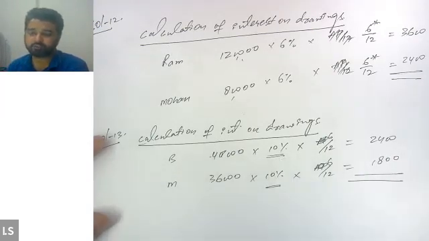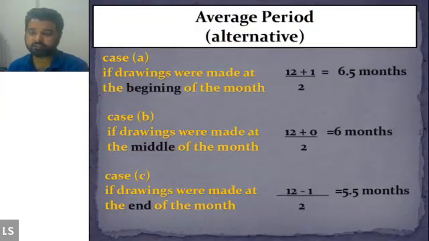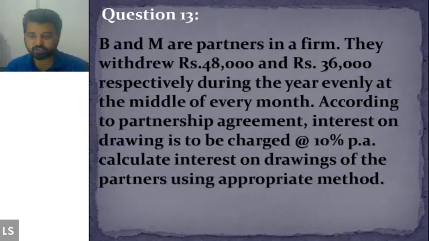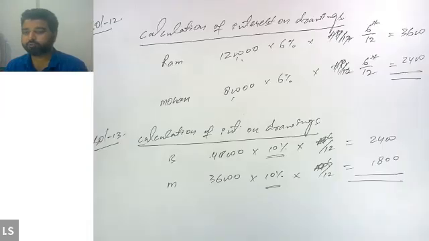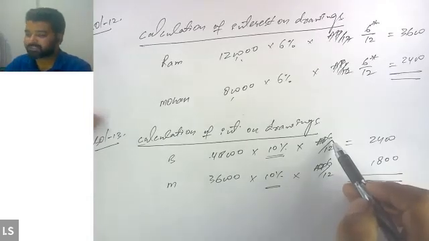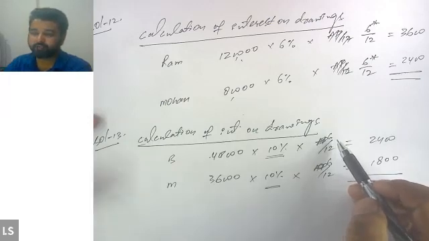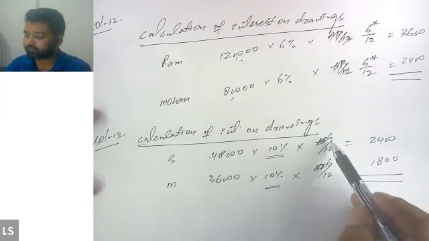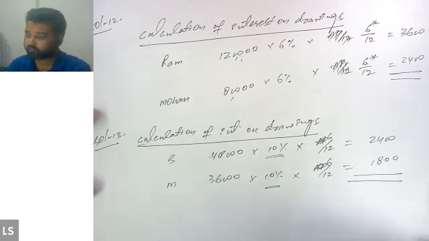The question says that the partner will be charged interest at this rate. See, in the third last line, it is written that the partner will be charged interest at 10% per annum. So we have charged interest at 10% only in this question. But the average period is taken as 6 months, because withdrawals have been made immediately at the middle of the month. So whenever withdrawals have been made at the middle of the month, we will take 6 as the average period. Therefore, we have taken 6 as the average period in case of B as well as in case of M.